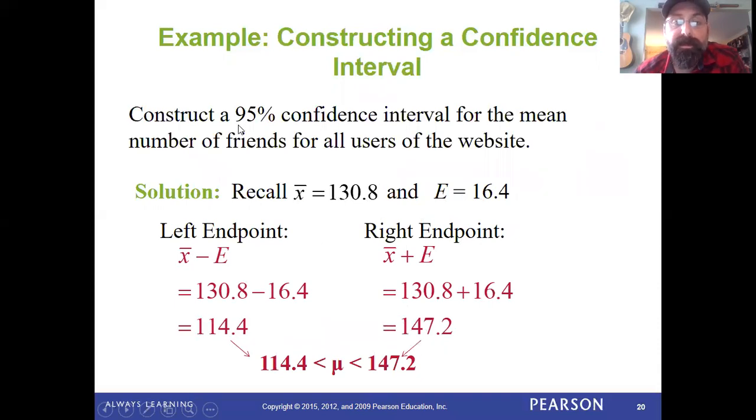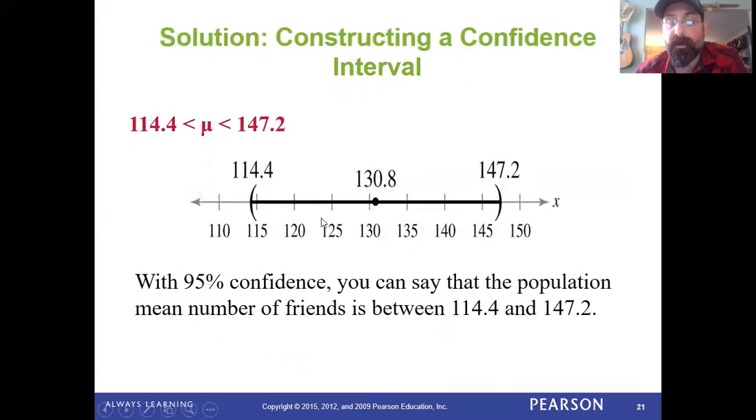So what we can say is we're 95% confident that the actual average number of friends for all users of this website is between about 114 and 147. We could graph it just to see a graphical representation. And we're 95% confident that the actual mean mu is somewhere in this region between 114 up to 147.